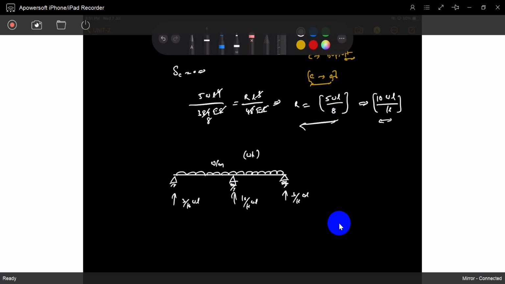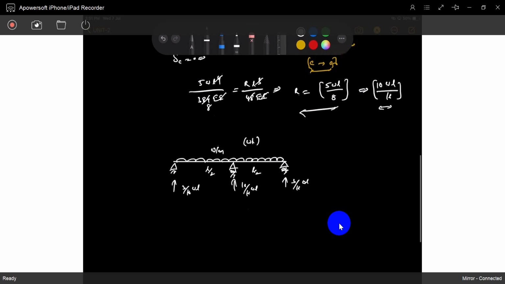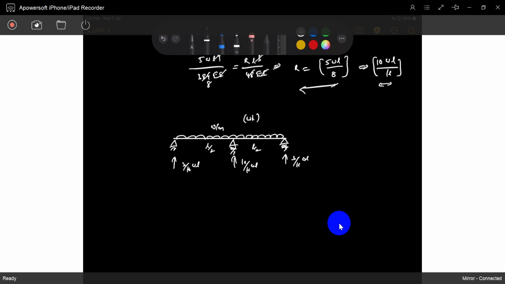So if it is L by 2, can we also write what is the bending moment at C? A and B are hinge supports, so moment is 0. Bending moment is 0. But C also is a hinge, sir. So how can we get bending moment?